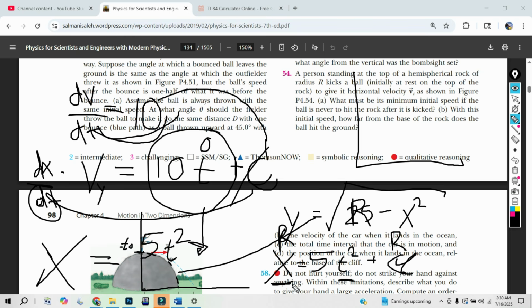But this is position as a function of time. I need this to look like y, like height, my height y. Oh, whoa, my bad. This has to be y. This is the y direction anyway.